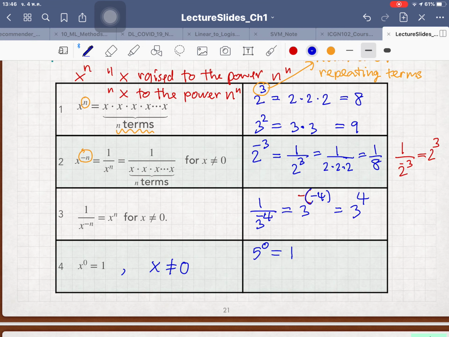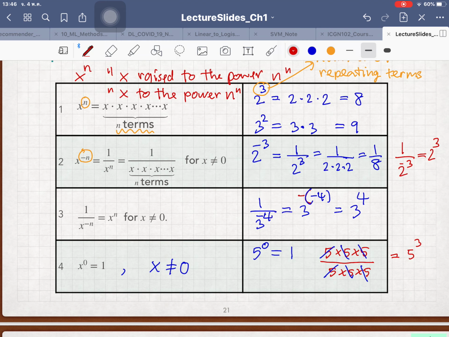All right, the reason behind this could be like this. How about if you have 3 terms of 5? Here you can write it as 5 to the power 3. And for the term at the bottom, how about if you also have 3 terms of 5 again? So when you cancel everything, this term will give you 1.